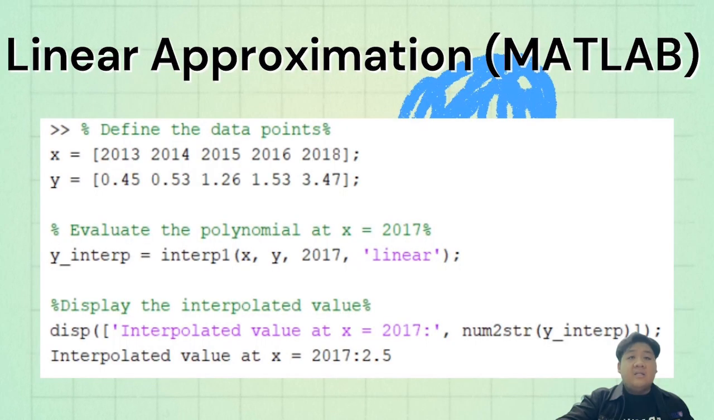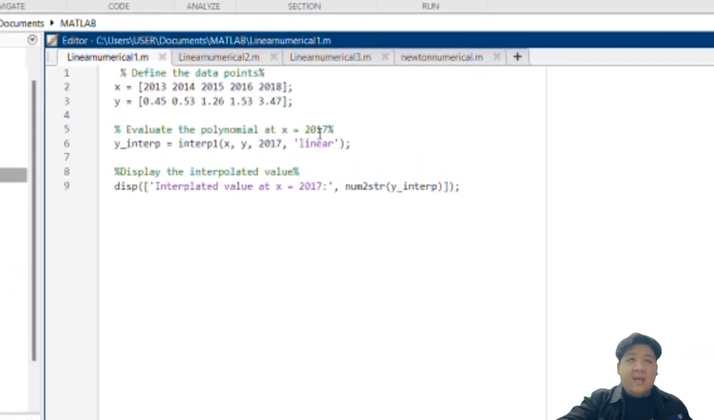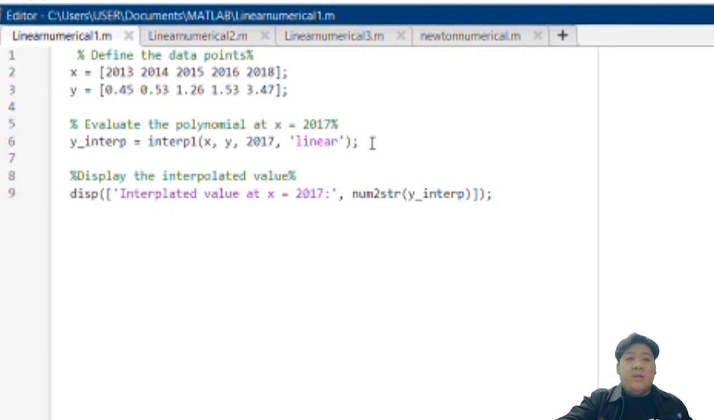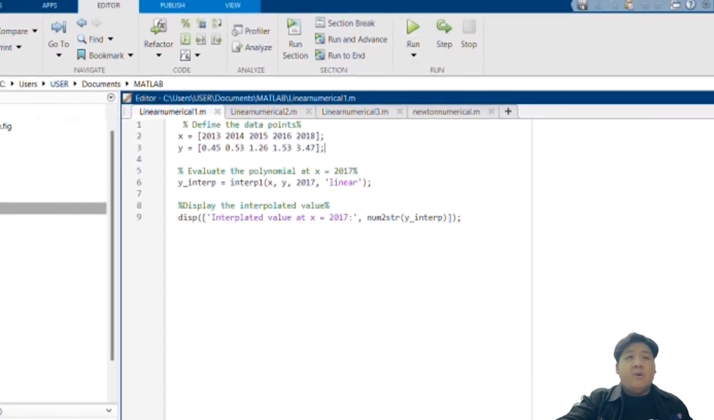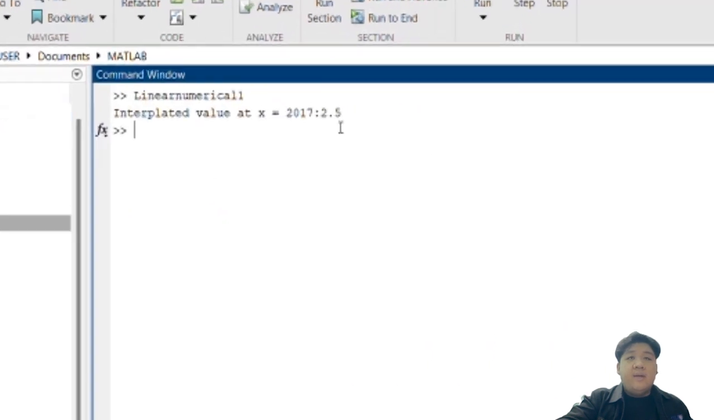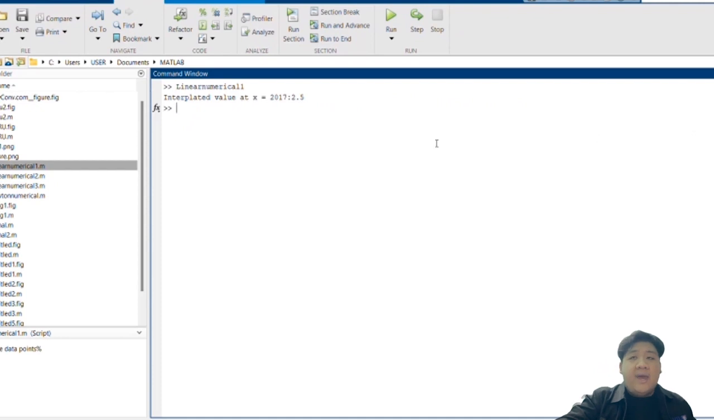Thank you. Assalamualaikum. My name is Muhammad Israf Izzuddin bin Abdul Rahman. Today I will explain the MATLAB simulations. For linear approximation, this is the coding. All we have to do is declare the information, and then run. The answer will be 2.5. So 2.5 proves that our calculation is correct.